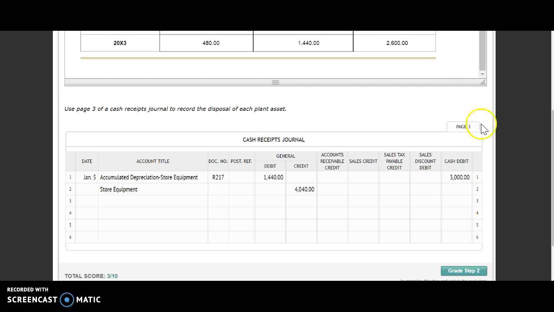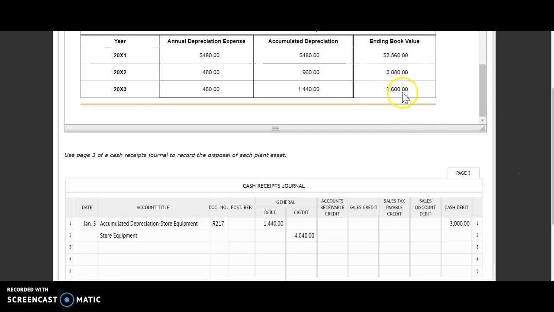Now, the other thing that we can look at too is our ending book value. Our ending book value was $2,600 on that display case. However, we received $3,000 for it. So that right there tells us that we made money on that display case. That tells us we have a gain on plant assets. And a gain on plant assets is always going to be a credit. So we're going to credit 400. Now when we add up our debits and credits, they do equal.